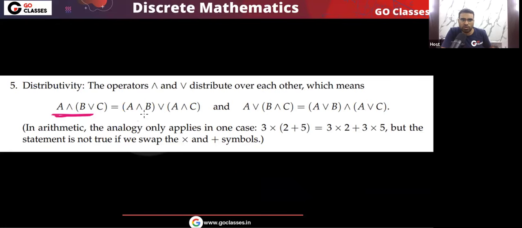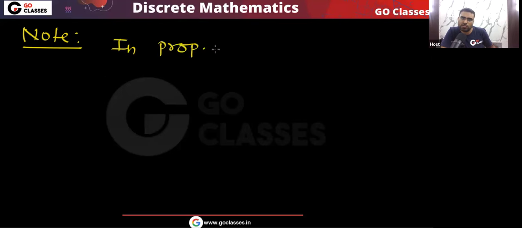Means A and (B or C) is the same as (A and B) or (A and C). Similarly, A or (B and C) is the same as (A or B) and (A or C). Very simple. So remember these two operators distribute over each other in propositional logic. In propositional logic, you can do this.